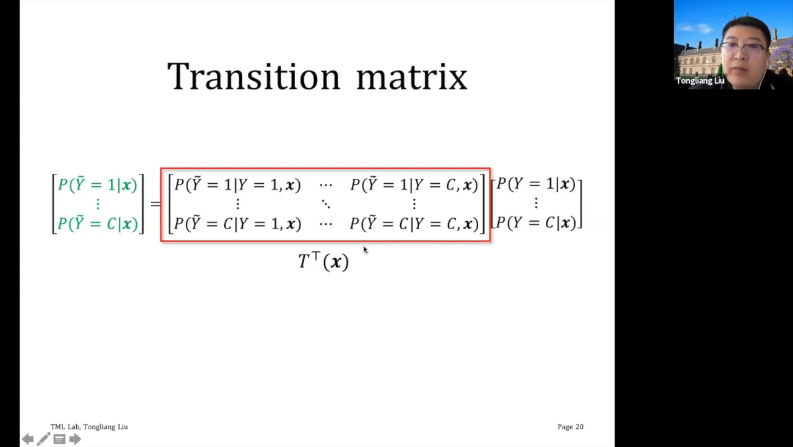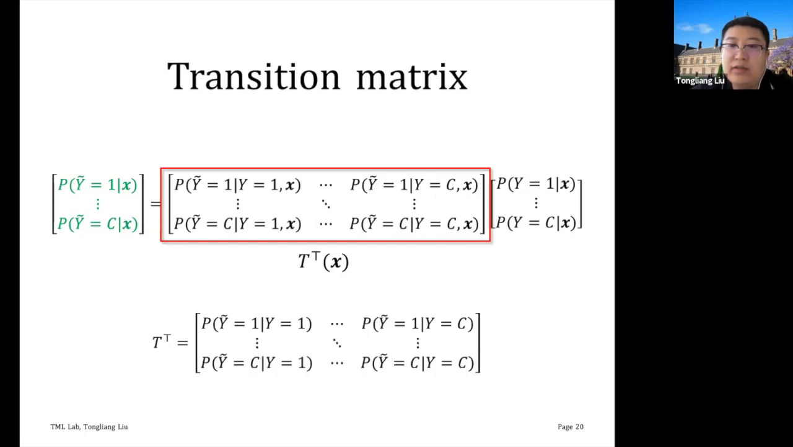So the problem now remains how to learn the matrix. We define the matrix as the label noise transition matrix. This is a very complicated matrix. It is a matrix valued function: for different instances, the matrices are different. It is very complicated.